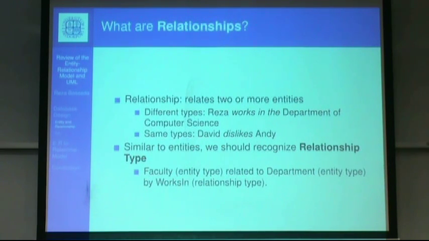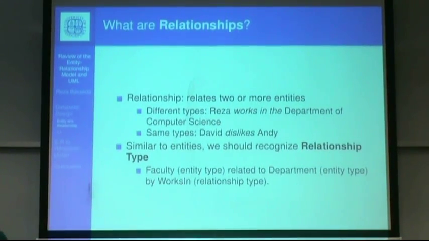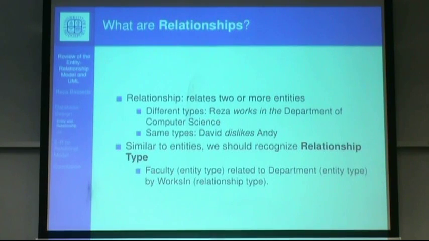Now, time for relationships. You mentioned that the main part of the information is entity types and entities. But these entities are related to each other, and this relationship is part of the system information. So we need to recognize that relationship as well. For example, the relationship can be between two different entity types. The first sentence says that Reza works in the Department of Computer Science.